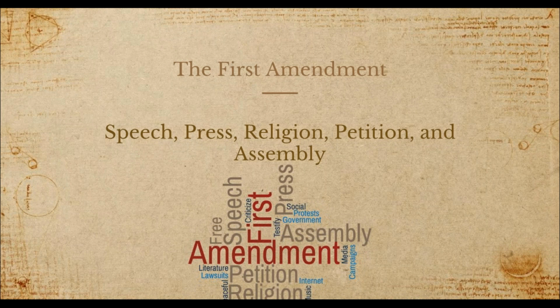We're all pretty familiar with speech, press, religion, petition, and assembly. I know the first three, speech, press, and religion, get the most attention. But these, like I said, Article 1 is about the legislature on purpose. These are first on purpose. These 5 rights are the most important rights, according to the Founding Fathers. And the general issue here is that you have these rights until they interfere with somebody else's rights.